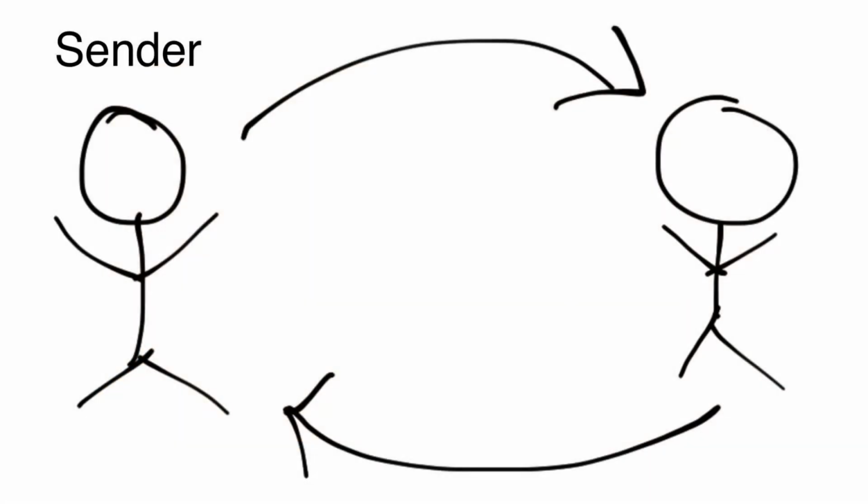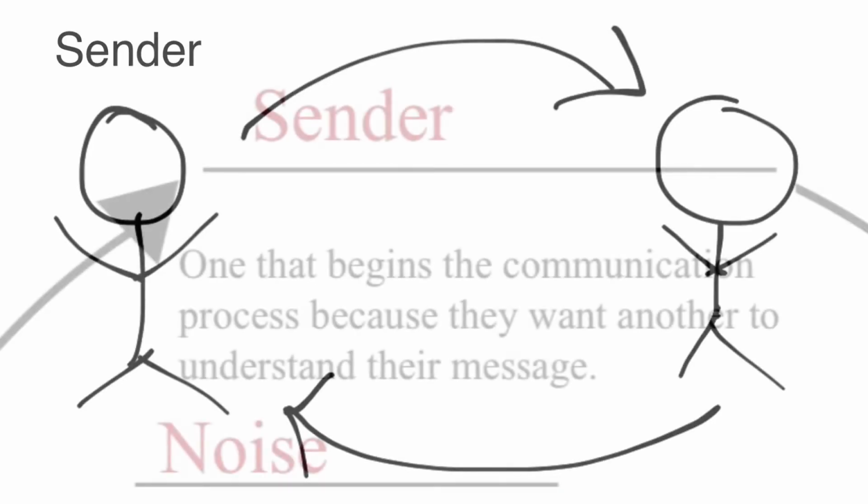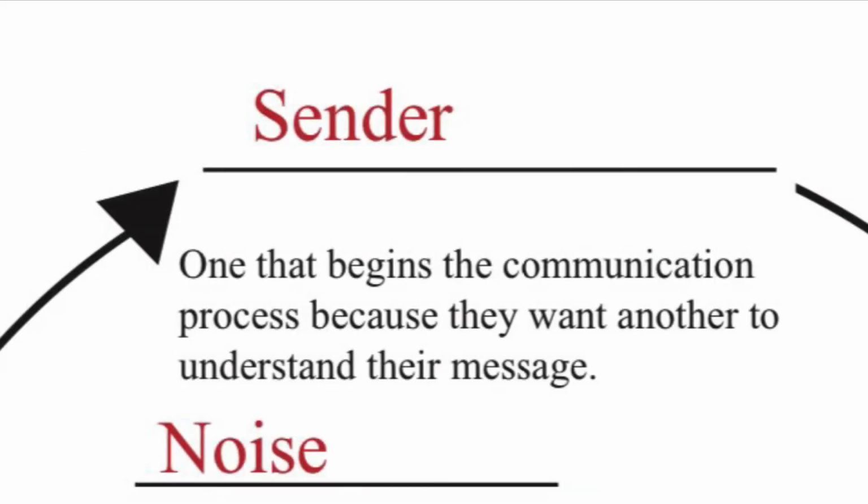In the bell ringer, we talked about the 5 parts of communication, so we're going to go ahead and discuss that now. As you draw this in your notes that you're going to keep for yourself, label it the communication model, and the first aspect is going to be the sender. The definition for sender is one that begins the communication process because they want another to understand their message.